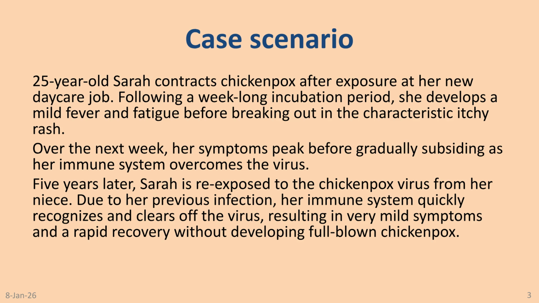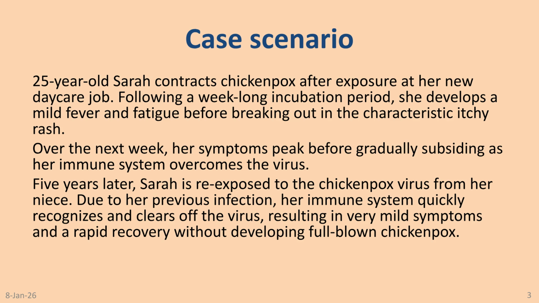She then breaks out in the characteristic itchy rash of chickenpox that has fluid-filled vesicles appearing in crops over several days. Over the next week, her symptoms peak as both viral replication and immune responses reach maximum intensity. Her symptoms then gradually subside as her immune system overcomes the virus through both antibody production and cytotoxic T-cell responses.